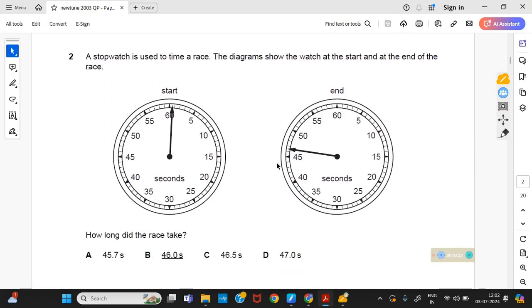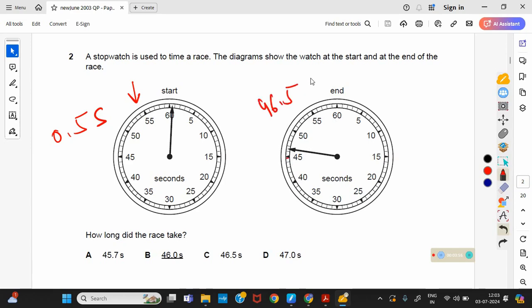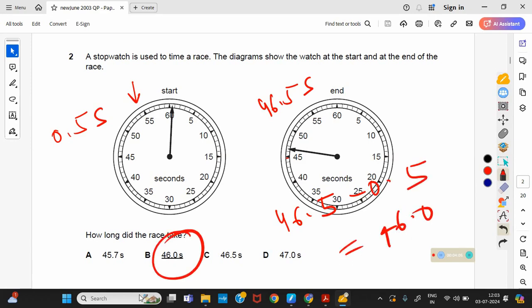Now a stopwatch is used to time a race. The diagram shows the watch at the start and at the end of the race. So this clock shows you a time of 0.5 second. You can see this is in the middle of the block. And here this is showing you 45, 46, 46.5 seconds. So the time difference, 46.5 minus 0.5, is 46.0. 46 seconds is the right answer. Option B is the correct one.